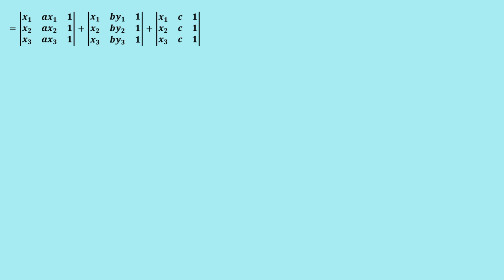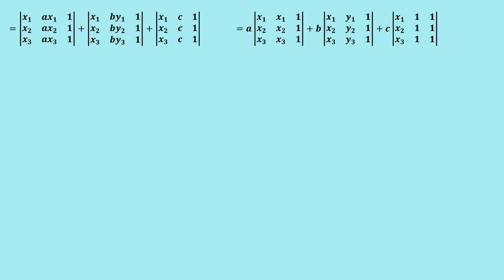We are going to use the properties of determinants. In the first determinant, a is common in the second column, so take it outside. So that becomes x1, x2, x3, a into x1, x2, x3 in the second column, third column 1 1 1. This is the first determinant. In the second determinant, take the b outside, so b into x1, x2, x3, y1, y2, y3, 1 1 1. In the third determinant, take c outside, so you will get c into the determinant x1, x2, x3, 1 1 1, 1 1 1.